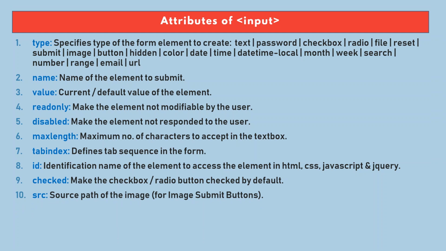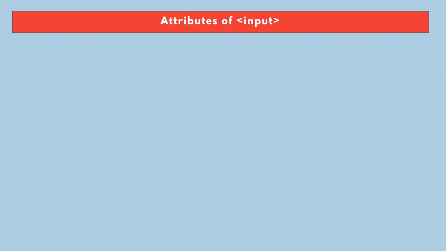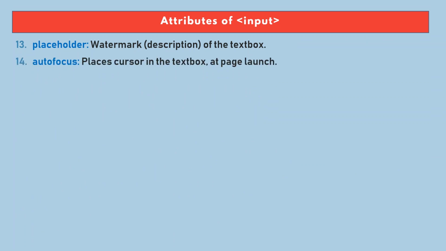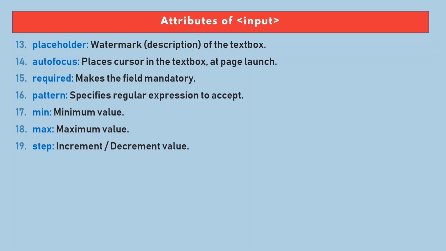I'm just showing an overview. Don't worry about all these things. I will show programs. Then you can understand. Width means the width of the image in case of input type equal to image. Height also is useful only in case of input type equal to image. Continuing, placeholder defines the watermark text. Autofocus means when you open the page, the cursor appears in the corresponding text box. Required means it's a mandatory field. Pattern means regular expression. Min means minimum value. Max means maximum value. Step means increment or decrement the value.